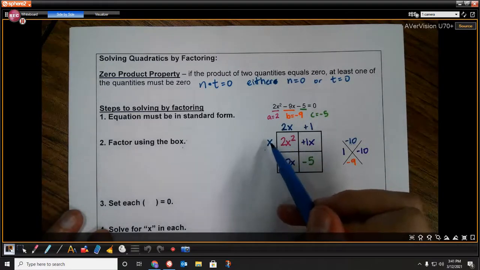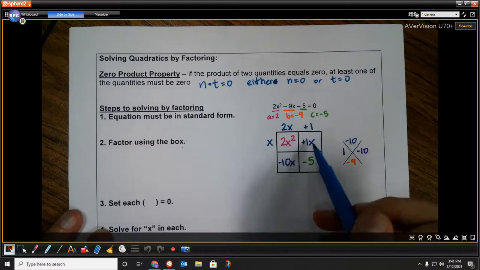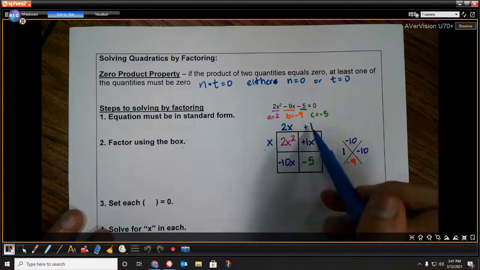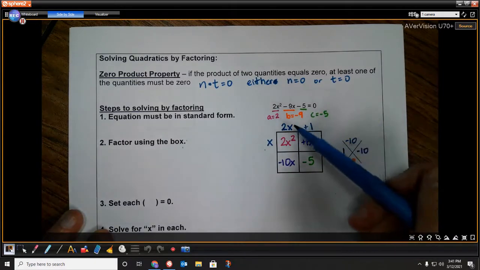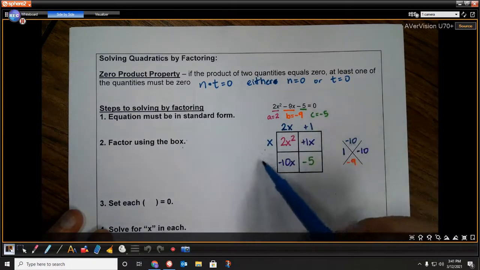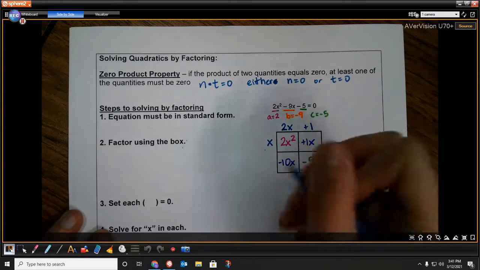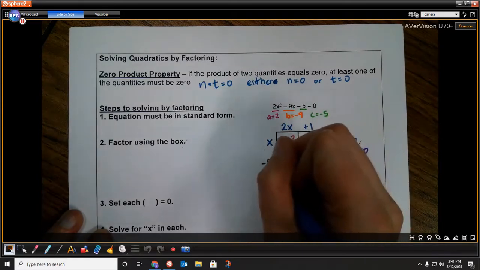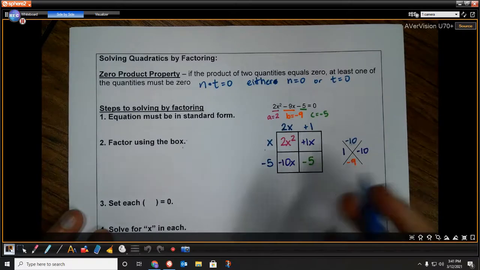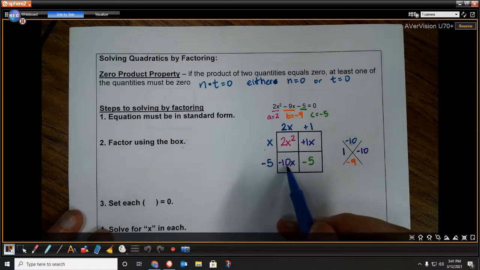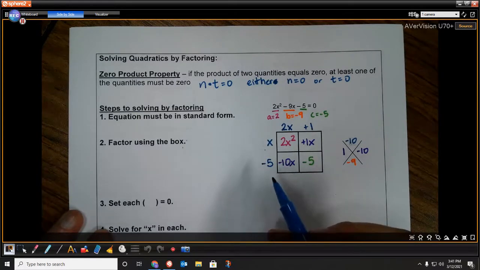Also, you can think to yourself, x times what gives us 1x? Well, x times 1 gives us 1x. And then 2x times what will give us negative 10x? Well, guys, it's going to be negative 5. Remember, if your leading coefficient here is a negative, then you're going to pull out a negative.